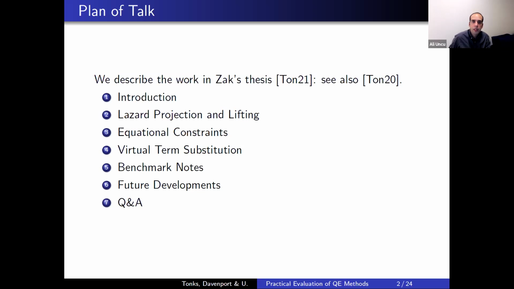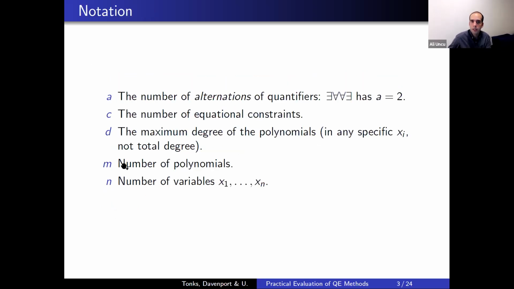Throughout the talk, if you see these letters, and if I'm not specifying them in a different way, these are what they're supposed to mean. A is the number of alternations of quantifiers. Here you see the quantifier there exists, followed by two for alls, and followed by another there exists. So it is two alternations of quantifiers: there exists, for all, there exists. So A is 2 in this case.